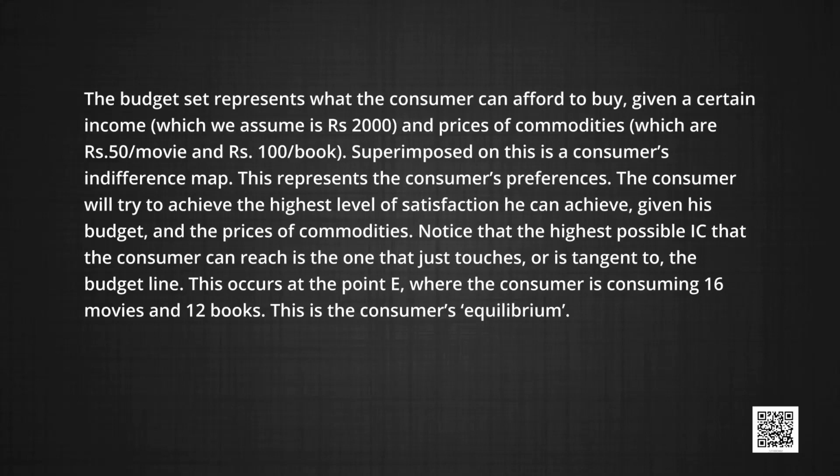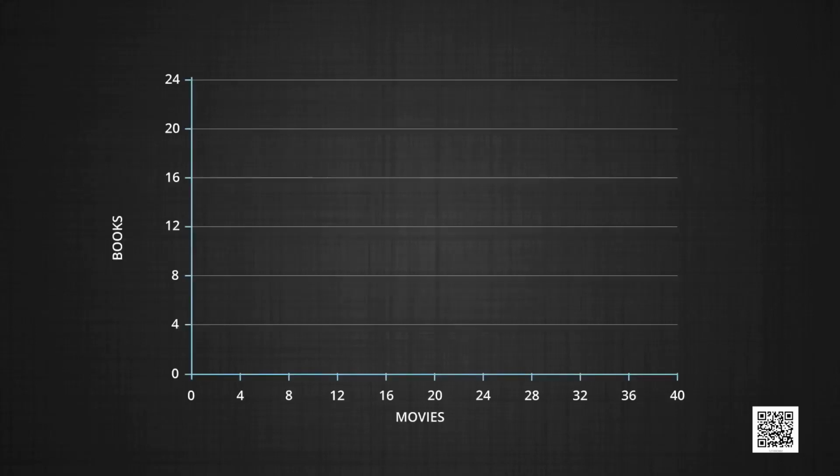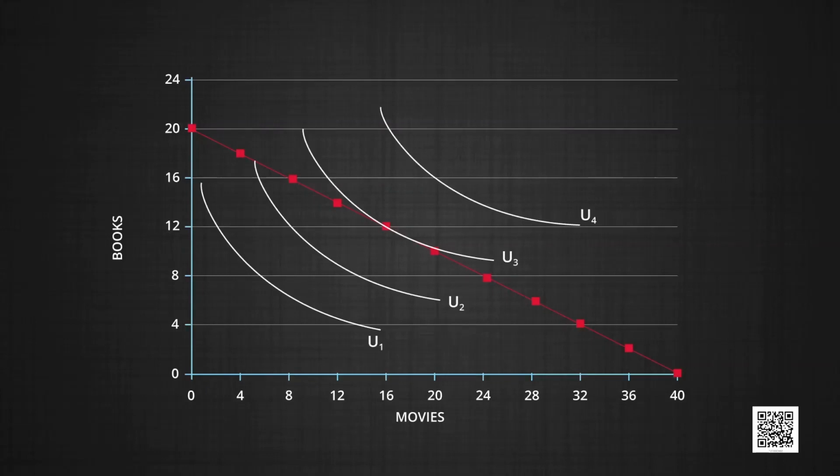Superimposed on this is a consumer's indifference map. This represents the consumer's preferences. The consumer will try to achieve the highest level of satisfaction he can achieve given his budget and the prices of commodities. Notice that the highest possible indifference curve that the consumer can reach is the one that just touches or is tangent to the budget line. This occurs at the point E, where the consumer is consuming 16 movies and 12 books in the diagram shown here. This is the consumer's equilibrium.